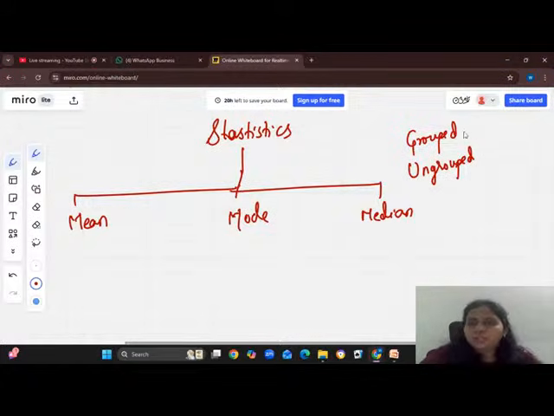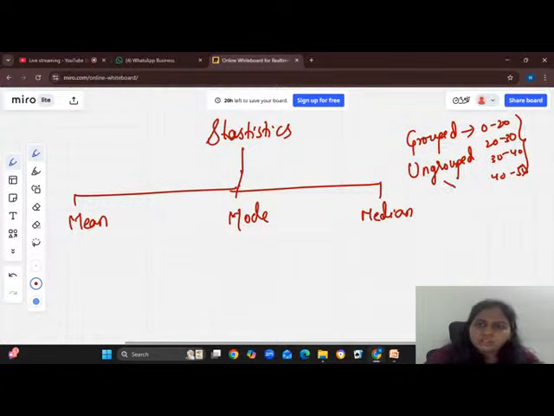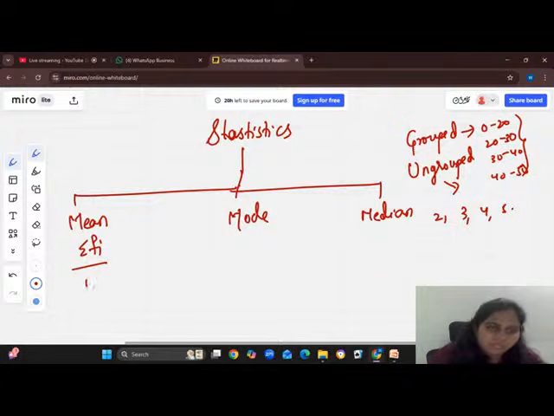What is grouped? The group will be like this: 20 to 30, 30 to 40. So they will give the class intervals like this. This is called grouped. Ungrouped means they just give you 2, 3, 4, 5 like that. Mean is the sum of the observations divided by the total number of observations. Ungrouped is very easy. You can do it directly. If I have taken 2, 3, 4, 5, you just add all these numbers and divide by 4. This is the mean.